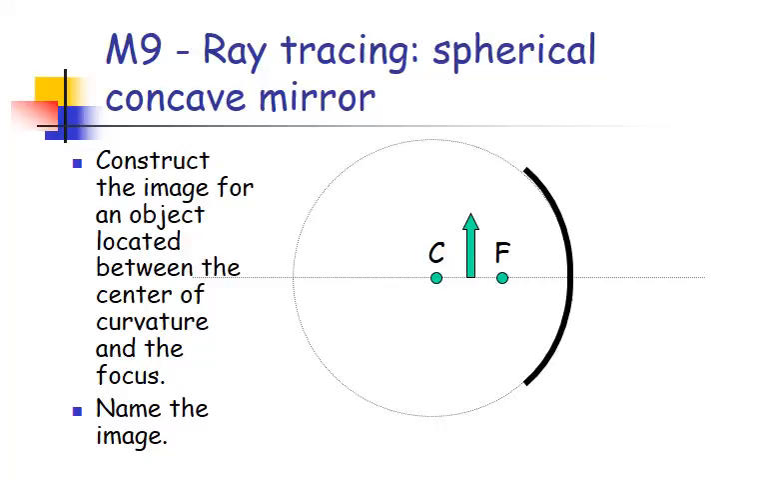If we're looking at a mirror and the object is in between the center and the focus, what kind of image do we get? So go ahead and pause the clip and give it a try. When you're ready to check, you can hit play to continue.